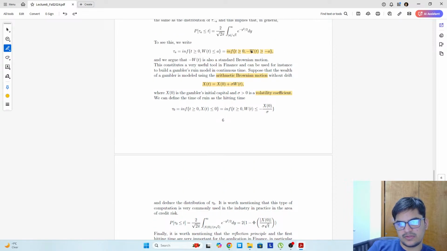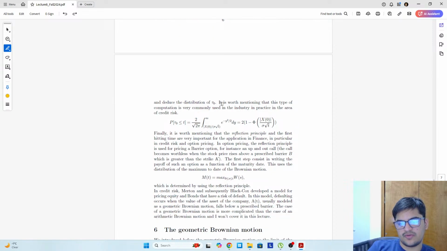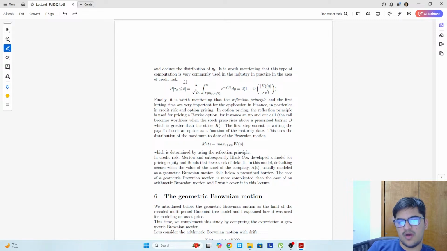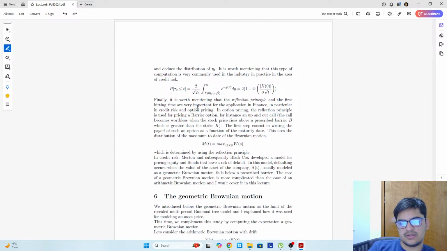So for t greater than or equal to 0, W_t is greater than or equal to minus x naught by sigma, and we deduce the distribution of tau 0. It is worth mentioning that this type of computation is very commonly used in industry, in the area of credit risk. So basically calculating this probability of ruin gives us 2(1 minus phi of x naught by sigma root t).